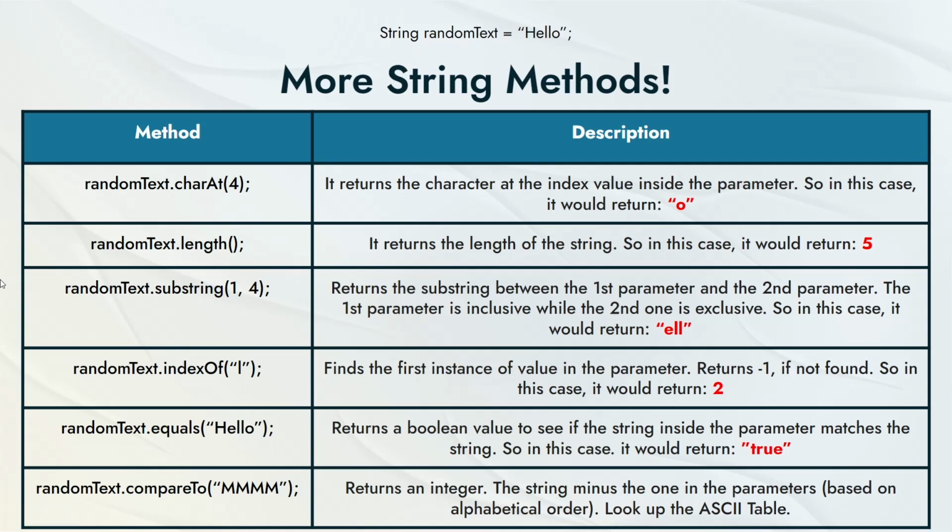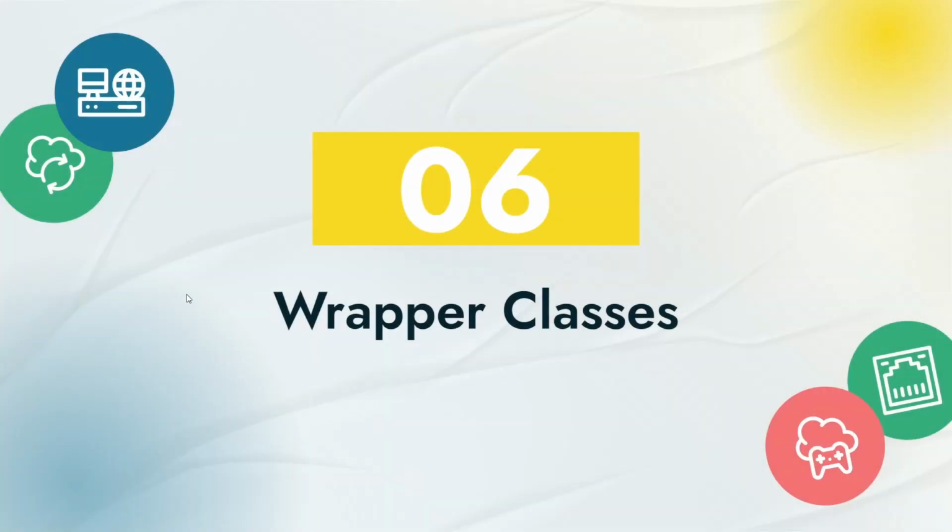And then randomText.indexOf finds the first instance of the value in the parameter, and it returns -1 if not found. But in this case, it will return 2 because, sorry, this is not an I, this is an L, my bad. They both look the same, my bad. But yeah, randomText.indexOf L would return 2 because the first instance of L is at the index of 2, 0, 1, 2. Sorry.